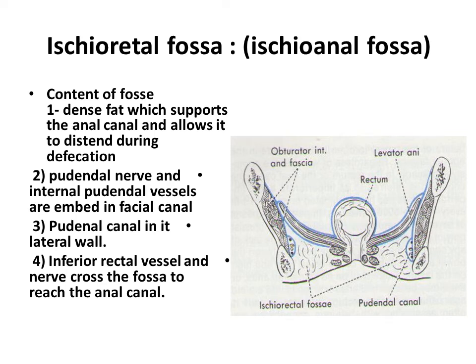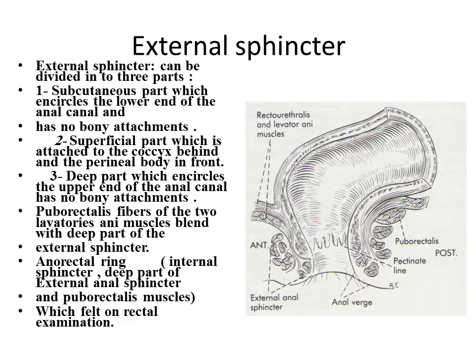Ischio-rectal fossa contents: first, dense fat, which supports the anal canal and allows it to distend during defecation. Second, the pudendal nerve and internal pudendal vessels are embedded in the fascial canal. Third, the pudendal canal in its lateral wall. Fourth, the inferior rectal vessels and nerve cross the fossa to reach the anal canal.